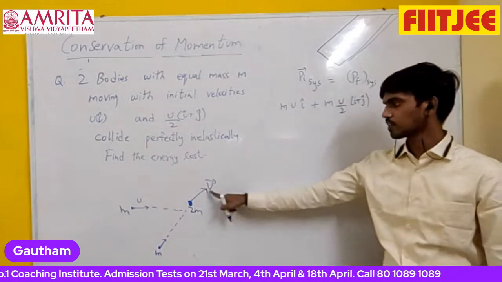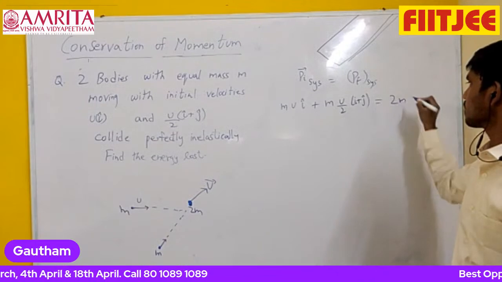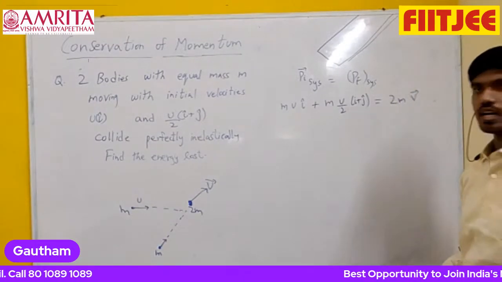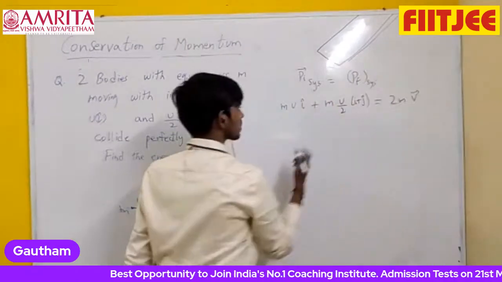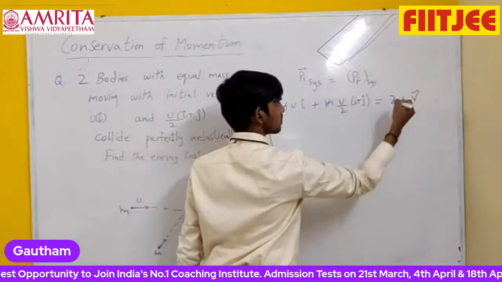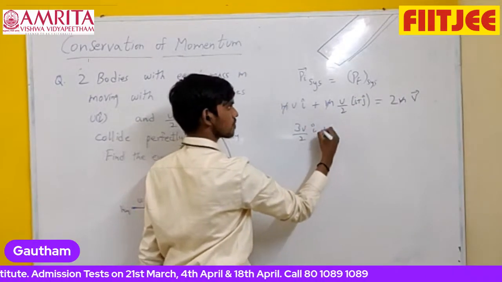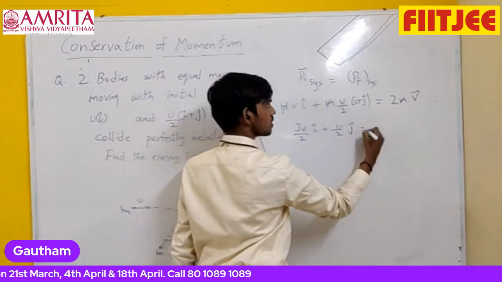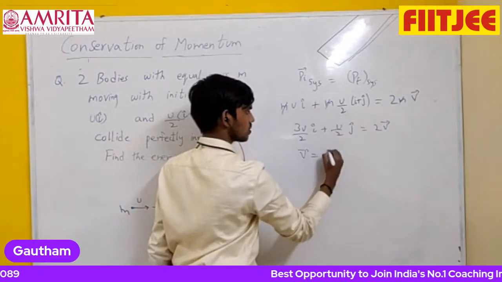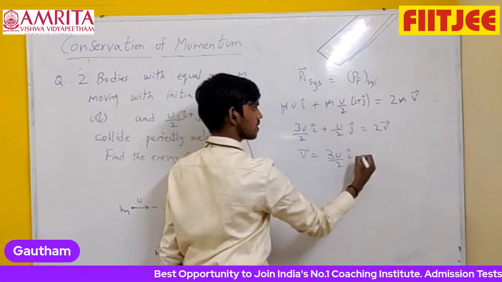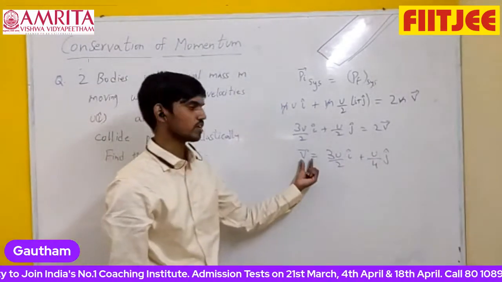and after collision they are going as a single body. So final momentum of the system is combined mass into v vector. Since we took only one variable, we directly get the velocity vector. Cancel m: u plus u by 2 i cap, that is 3u by 2 i cap, plus u by 2 j cap is equal to 2 into velocity vector. So velocity vector is divided by 2: 3u by 2 i cap plus u by 4 j cap. This is the final velocity vector we got.